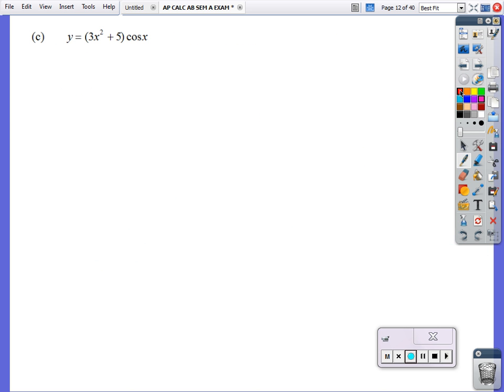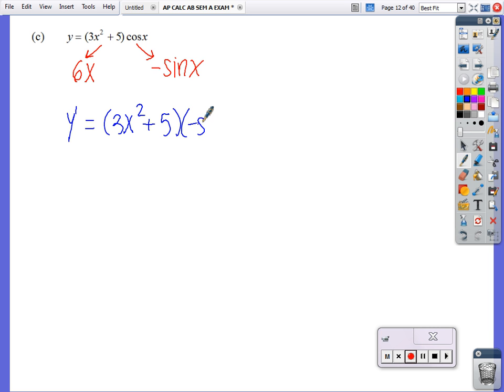Letter C, I can tell that it's going to be a product rule. The product would be between this term and this term. So I wrote down in red the derivative of my two pieces. So y prime would be leave the first term alone, multiply by the derivative of the second term, plus leave the second term alone, multiply by the derivative of the first.